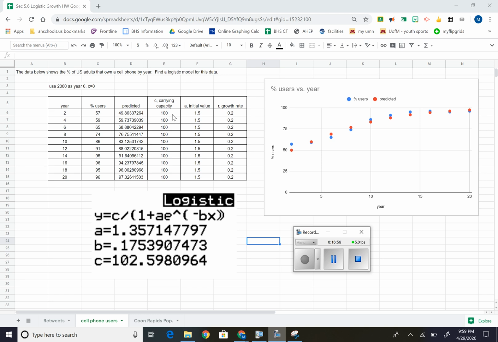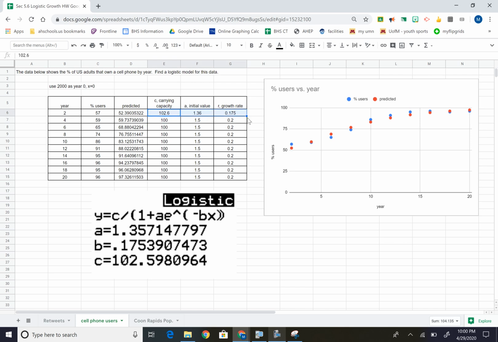So I could change these. 102.6. The A value, 1.36 if we round, and the growth rate, which is R, 0.175 if we round a little bit. If I scroll these out, let's see how close it gets. You can see that does a really good job.